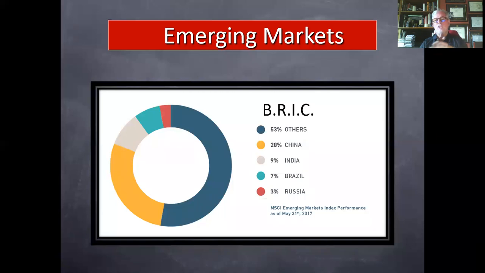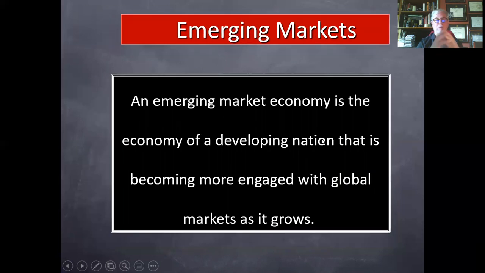When we talk about emerging markets, they refer to some of them as BRIC, which is Brazil, Russia, India, and China, because the places are gigantic and they have the opportunity to do a lot of trade. And we call many of these emerging markets, the emerging market economy is the economy of a developing nation that is becoming more engaged with the global market as it grows.